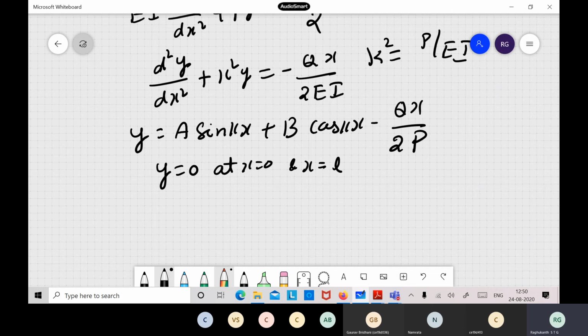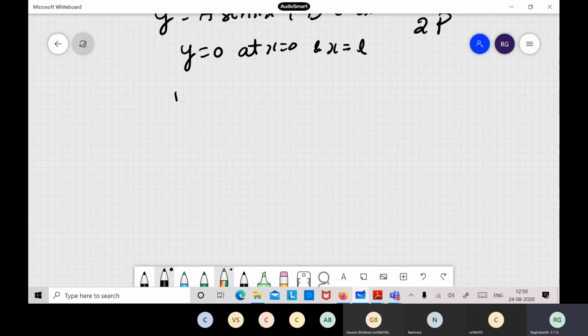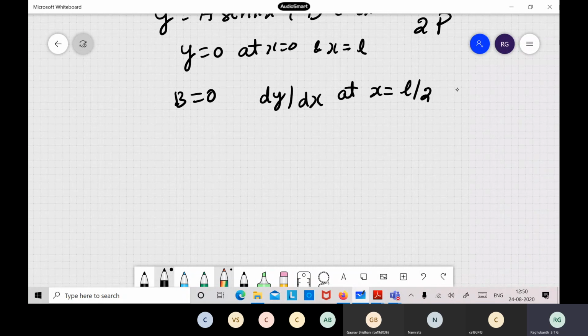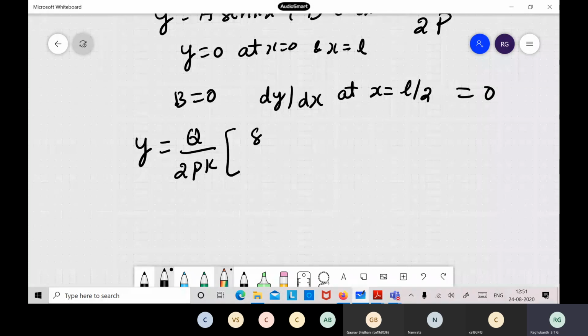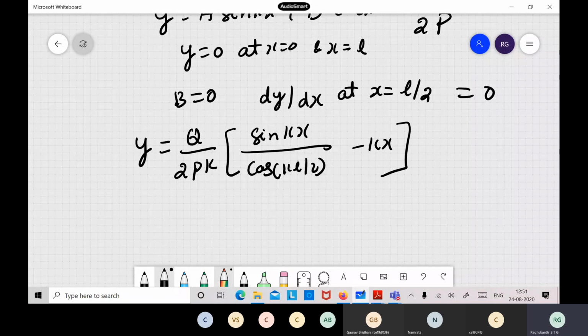Using the boundary conditions, finally your B turns out to be 0, and the slope is also 0, you can write. So dy by dx at x is equal to L by 2, under the load itself, is also equal to 0. So finally you can find out A and B. So your y is q by 2pk times sine kx by cos kL by 2 minus kx kind of thing. So this is our final solution, okay. So we'll stop here. Next class we will continue our discussion, okay. So, fine.